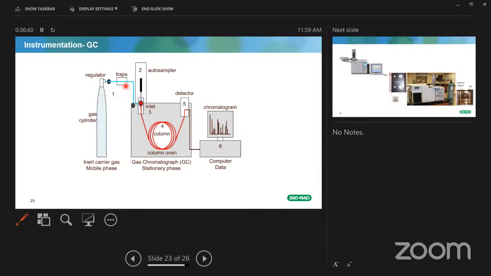Then you have the autosampler, same component. You have the injector, then you have the columns. These are basically capillary columns, very fine columns. Then the detector, chromatogram, and your computer.